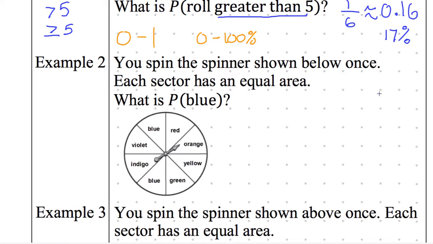All right, so we're spinning a spinner now. Each sector has an equal area, which is important. It makes it fair. If red was like 2/3 of it, then it would be unfair. What is the probability that I get blue? You girls are going to be doing this one. We'll count up how many blues there are, and then how many there are total.